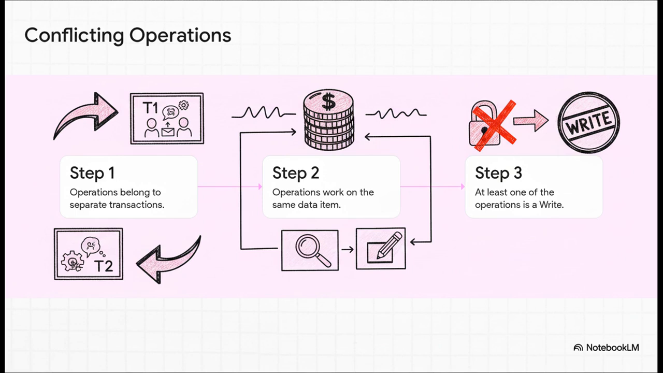For two operations to be a conflict, they have to check three specific boxes. First, they have to come from different transactions. Makes sense. Second, they have to be messing with the exact same piece of data, like the same row in a table. And third, and this is the most important part, at least one of them has to be a write, an operation that actually changes the data.